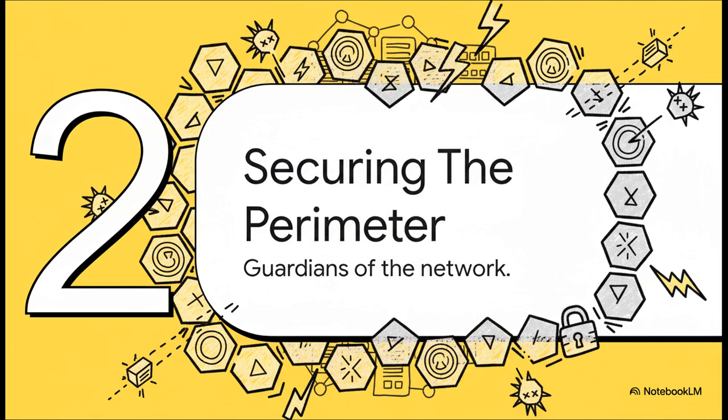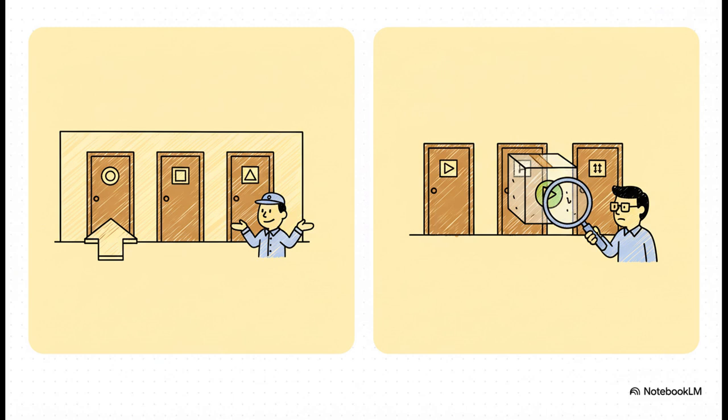Okay, so our data's moving. Now let's talk about how we protect all of it from outside threats. Because when you have information flying around at lightning speed, security is, without a doubt, absolutely paramount. And this comparison just perfectly shows the evolution of the firewall.